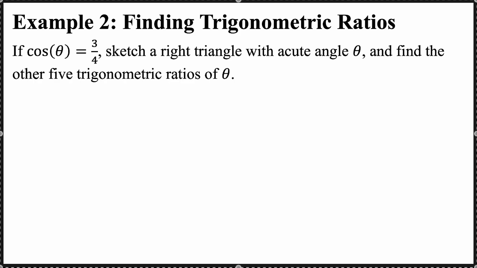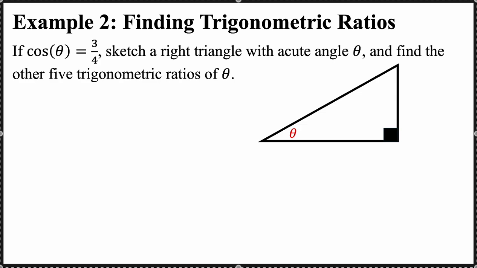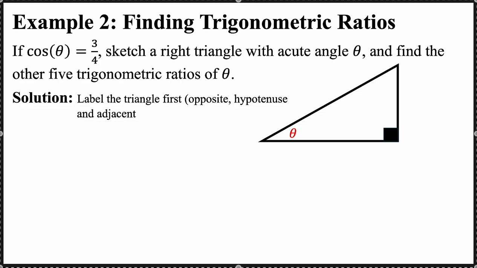Example 2: cosine of theta is equal to 3/4. Find the other 5 trigonometric ratios of theta. Well, in order to find the other 5 trigonometric ratios, we need to make a right triangle. So the first thing I would do is create a right triangle and of course label the sides of the triangle. As we said before, opposite of theta is your opposite side. This would be the hypotenuse, which is right across the right angle. And of course, the third side would be your adjacent side.